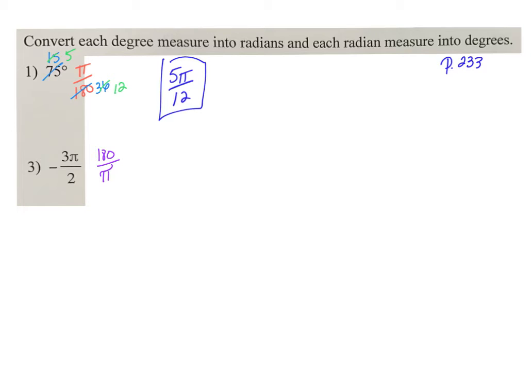And again, I want to reduce this. The pi's will cancel. And the 2 will cancel with the 180. I do want to pay attention that this has a negative there. So negative 3 times positive 90 is negative 270 degrees. And so that would be my answer there.